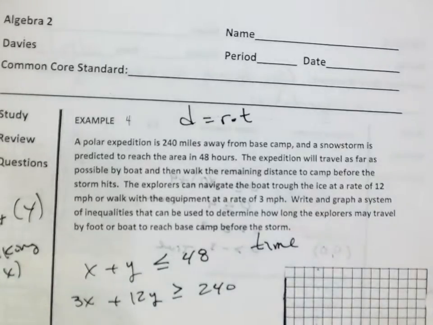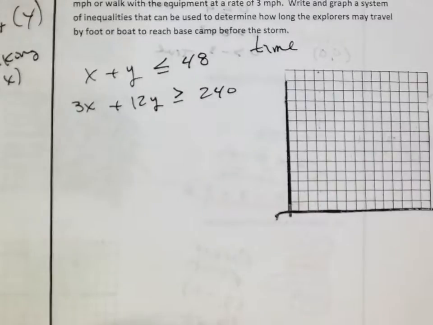Think of this: it cannot be less than 240, because we know that it is exactly 240 miles away. But it might be more, because we might boat a little crooked, and we have to walk a little crooked, getting up and over ice fields and around things. So it could be more than 240, but it certainly can't be less, because base camp is 240 miles away, okay? How am I doing?